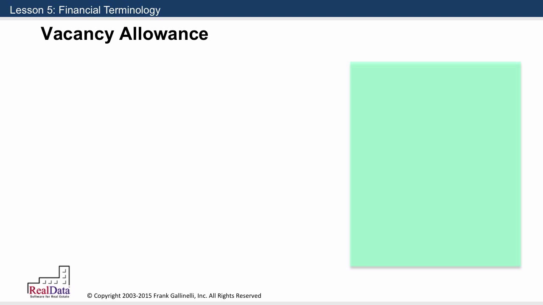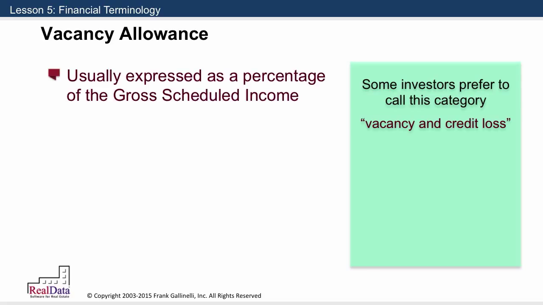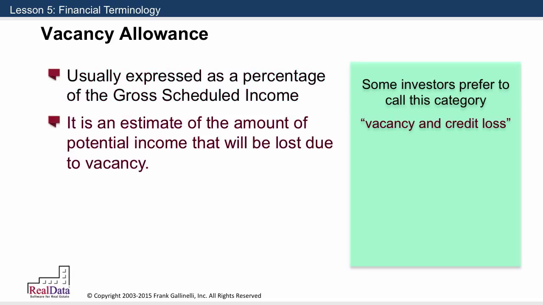The next item is vacancy allowance, which is also sometimes called vacancy and credit loss. Now, this is usually expressed as a percentage of the gross scheduled income. And as its name suggests, it's an estimate of the amount of potential income that will be lost due to vacancy. Credit loss, by the way, is when the unit is in fact occupied, but the check is no good.